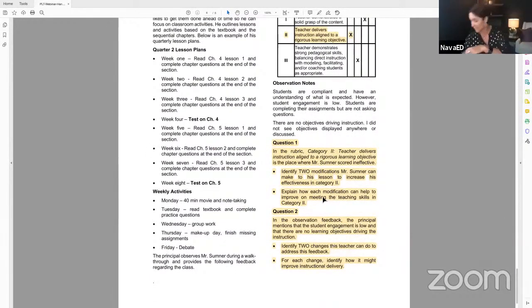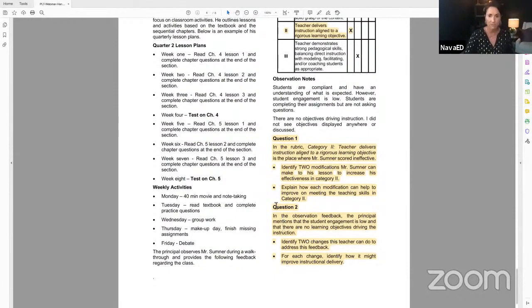So again, we have this thing. Oops, sorry about that, y'all. We have this thing that we want him to achieve. He scored low on it. So what 2 modifications can he make and how will that help improve? And this is the theme on almost all the constructed responses. So don't worry about that. And then we have question 2.